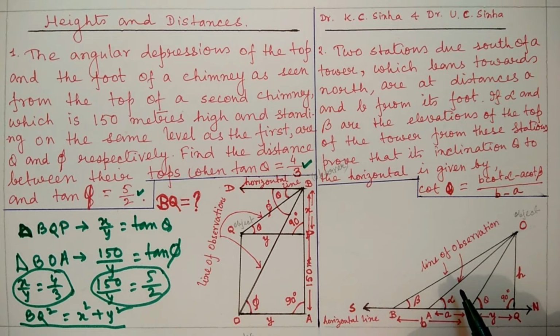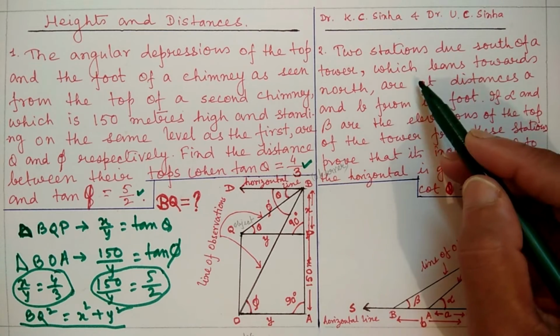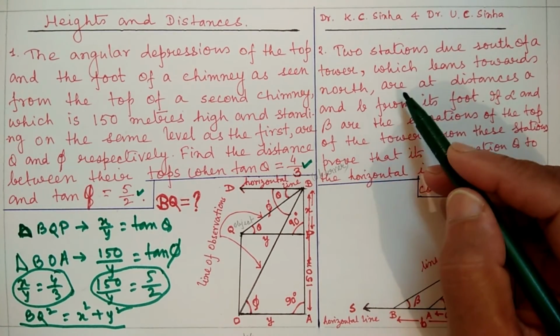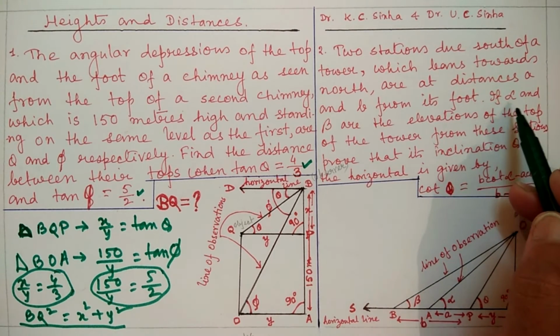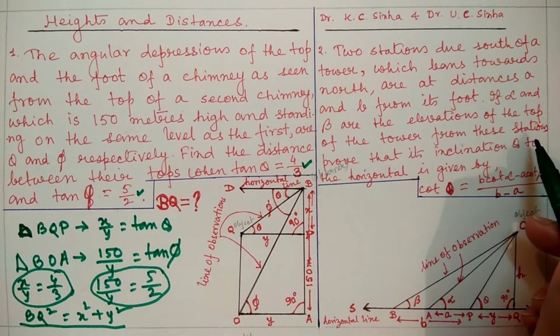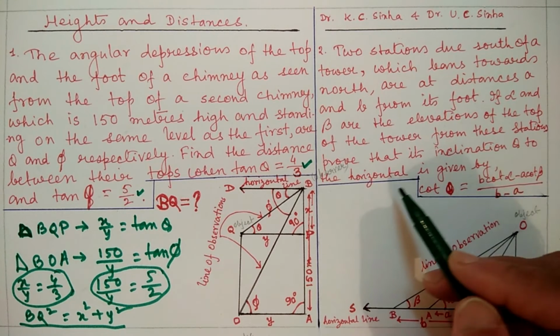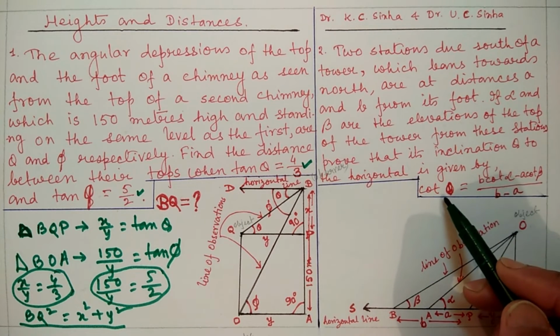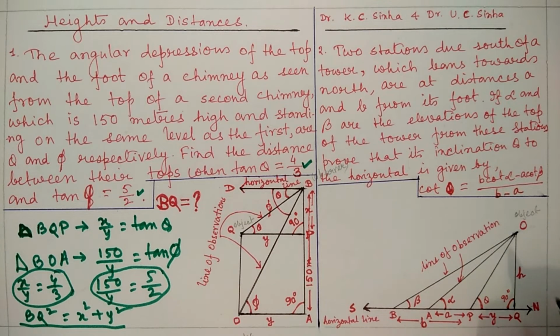Now next sum, here you see, the sum is: two stations due south of a tower which leans towards north are at distances A and B from its foot. If alpha and beta are the elevations of the top of the tower from these stations, prove that its inclination theta to the horizontal is given by cot theta is equal to (B cot alpha minus A cot beta) by (B minus A). So we'll understand the diagram.